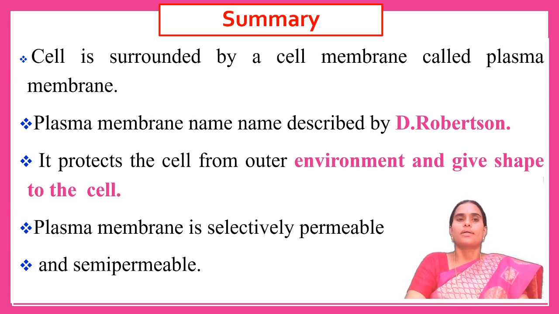Summary of this topic. Plasma membrane surrounds the cell and it gives support and shape to the cell. The name plasma membrane was described by D. Robertson. This model is also called the unit membrane because of its unique presence in all types of animal and plant cells. It protects the cell from the outer environment and gives support and shape to the cell. The plasma membrane is selectively permeable. That means it allows certain molecules which are of low molecular weight, and it is semi-permeable. Certain substances like water can move easily across the plasma membrane. This is called semi-permeable.